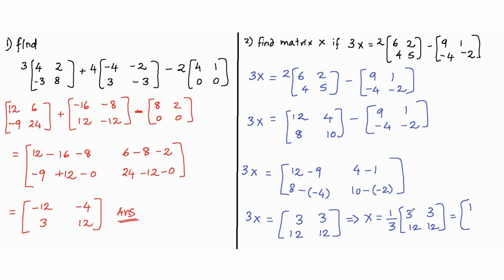1/3 of 3 is 1. Again, what I am doing is multiplying this 1/3 with every element. So 1/3 into 3 is 1. 1/3 into 3 is also 1. 1/3 of 12 is 4, and 1/3 of 12 is again 4. So the matrix is [1 4; 1 4].